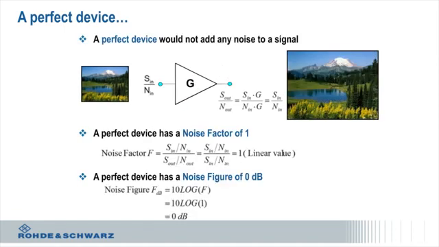Again, a perfect device would add no noise. You see here that device is adding no noise whatsoever, but it's actually increasing the size of the signal. So that would be a perfect device. Again, that's not realistic. So that device would have a linear noise factor of 1, i.e. the input and output in terms of noise are the same, or a noise figure, which is in dBs, of 0. In other words, I'm adding no noise to it whatsoever.